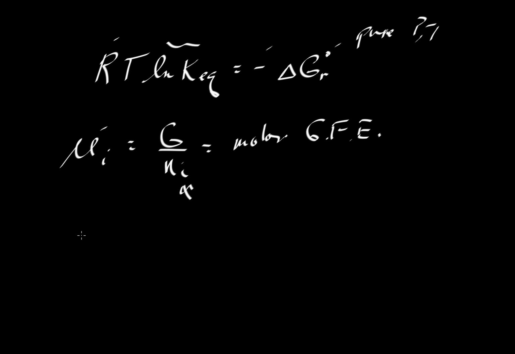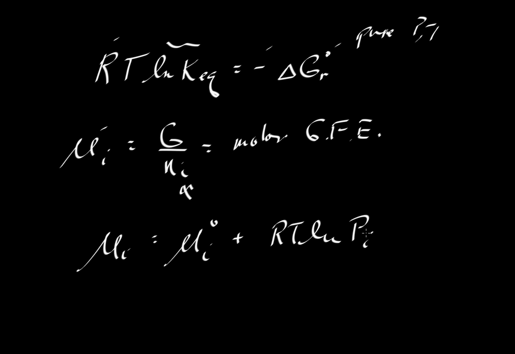And so we're going to look at the case of, let's say, mu sub i, where it is equal to mu i in the pure state, and then we have a correction. As we've shown in another video, that correction can be related to the gas constant R multiplied by temperature multiplied by the natural log of Pi, where Pi is partial pressure.